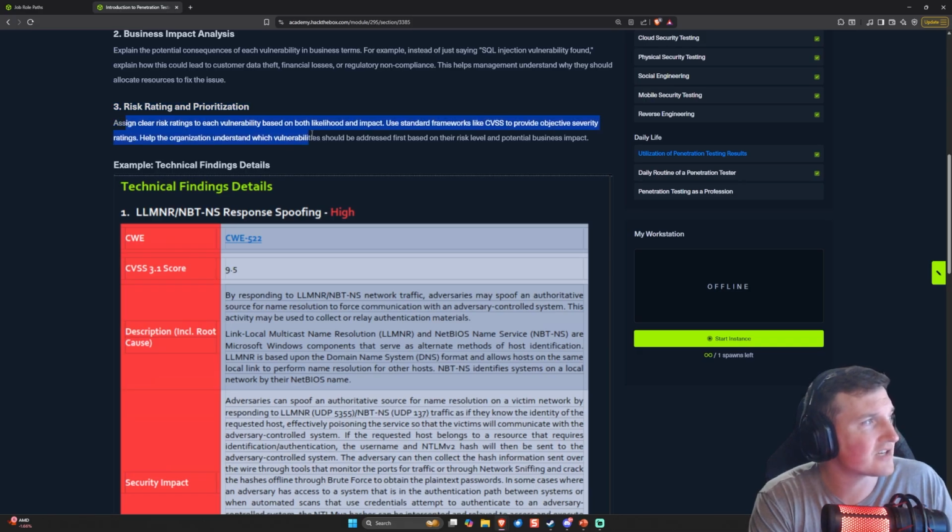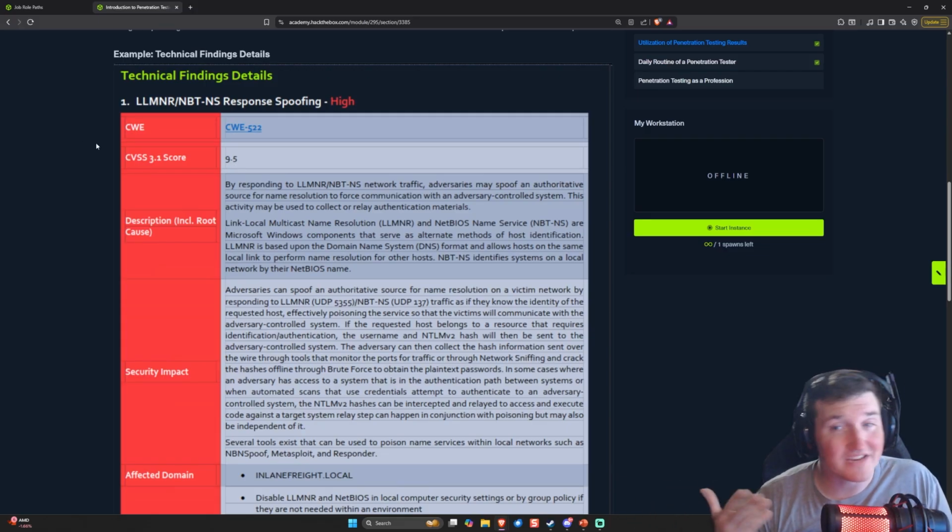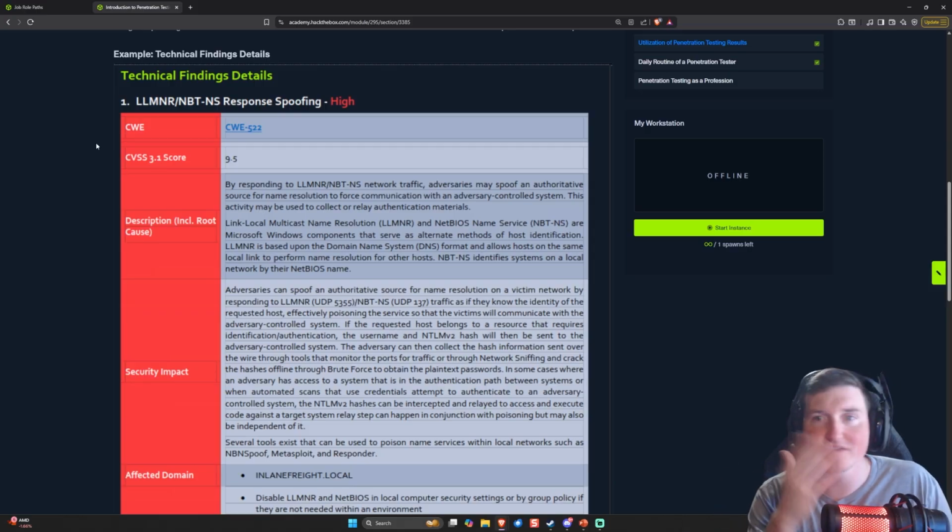Risk rating, assign clear risk ratings. This is where you see a lot of people screw up too, right? CVSS score, and they just did 9.5. Is that just based on the CVSS score that this vulnerability came out with? Because did you add any business impact or any business information in there to evaluate that? Meaning, okay, this is a 9.5 based on the CVSS score from whatever vulnerability site you found.